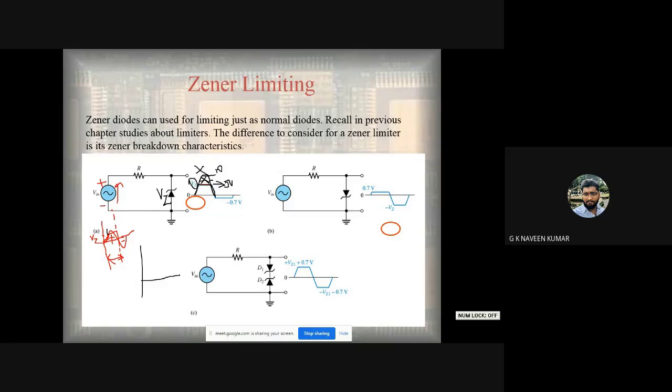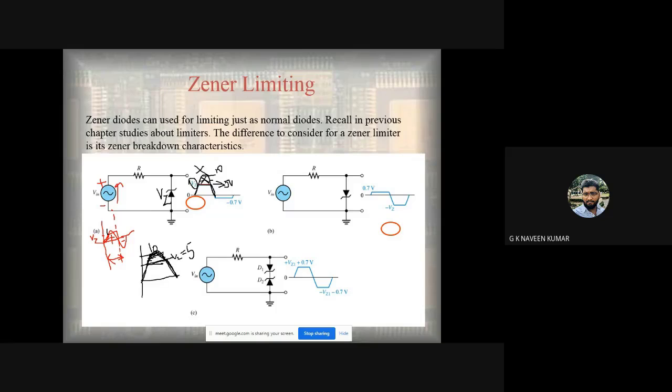Suppose you take any waveform like this, and I say this is 10 and this is 5, which is your Vz. Here it will be 6, here also 6, here 7, here also 7, 8, 8, 9, 9, 10, 10. It is increasing as well as decreasing, but the values will vary from 5 to 10. Up to 5 it will limit. Below 5, suppose there is 4 volts, then it just follows the input waveform.